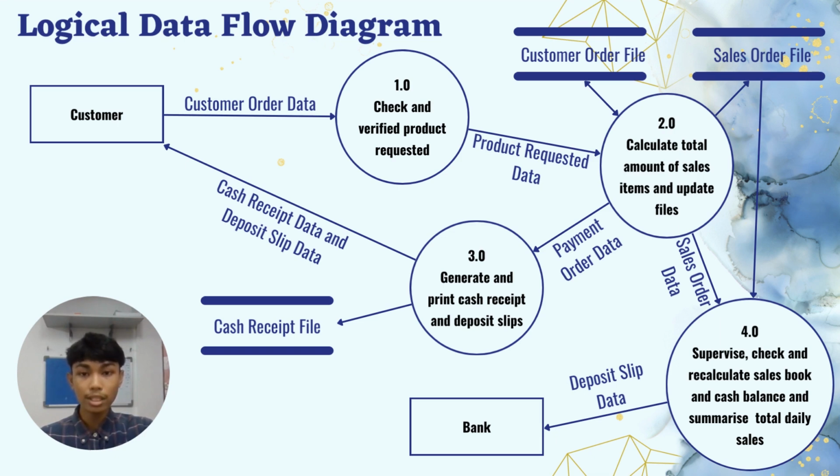After confirming the accuracy of the entries, the owner summarizes the total daily sales from the recorded data, providing an overview of the shop's performance for the day. The deposit slip, which contains the details of the day's sales, is sent to the bank, facilitating the process of depositing the shop's earnings.